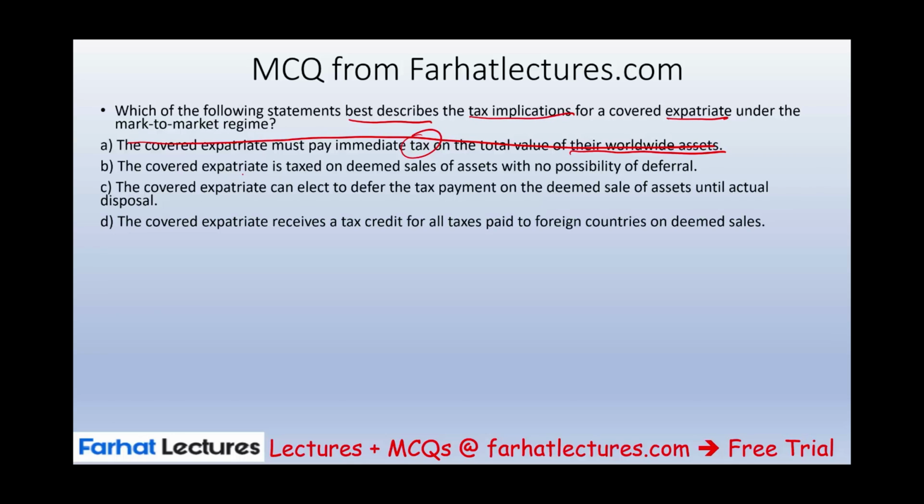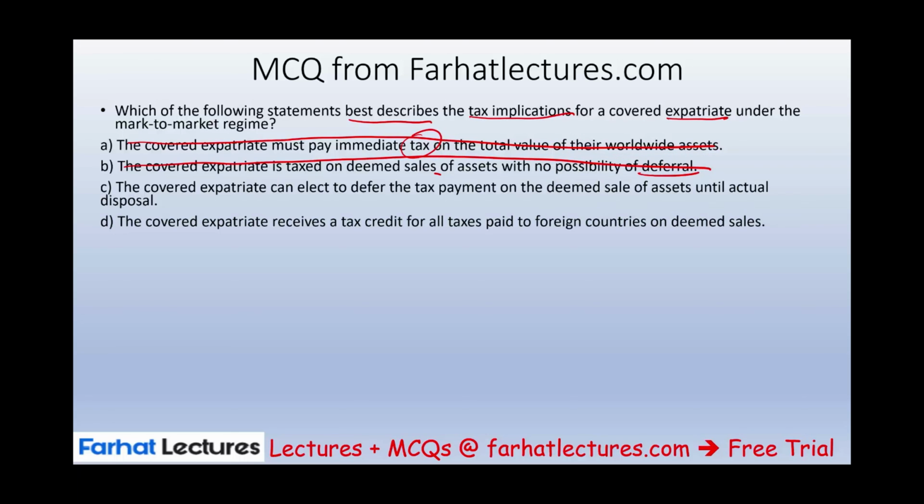B: The covered expatriate is taxed on the deemed sales of assets with no possibility of deferral. Yes, there is a possibility of deferral, therefore this answer is incorrect. What does that mean? It means you will count your gain and you don't have to pay the tax until you actually sell it. You can pay if you want to on the deemed sales, assumed sales, but you don't have to. So there is a deferral option, therefore B is out.